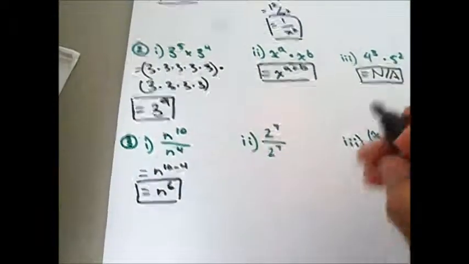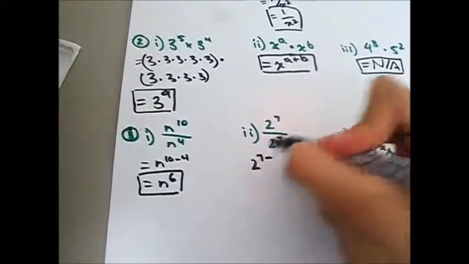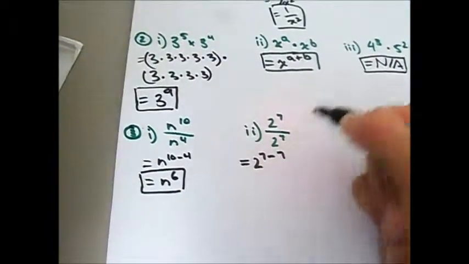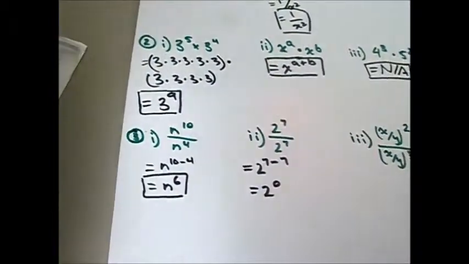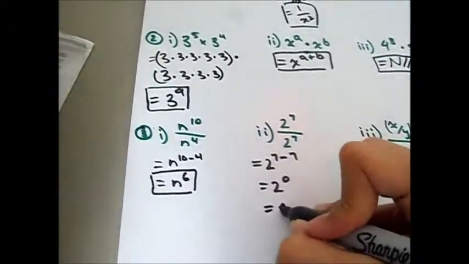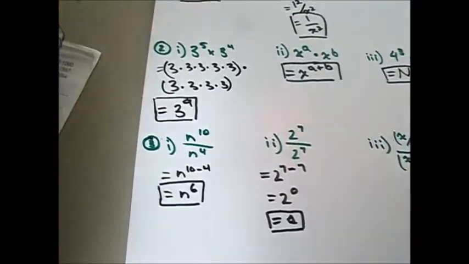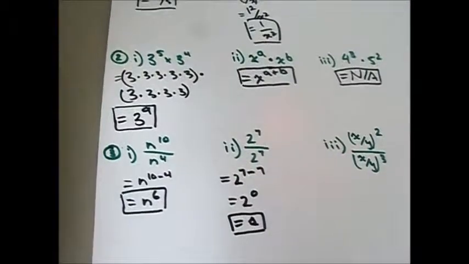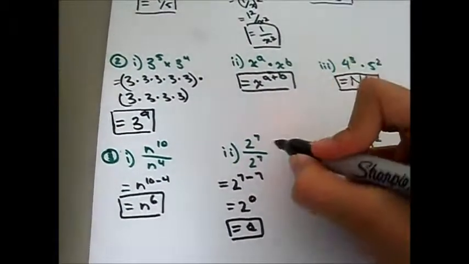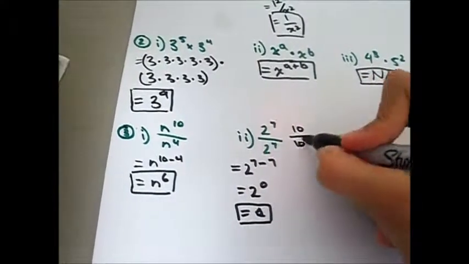Second one, 2 to the power of 7 divided by 2 to the power of 7. So 2 to the power of 7 minus 7 equals 2 to the power of 0, and when something is to the power of 0, it always equals 1, except 0 itself. So 1. It's basically like dividing the numerator by the denominator, and the number is the same. So if the numerator is 10 and the denominator is also 10, the answer will always be 1.